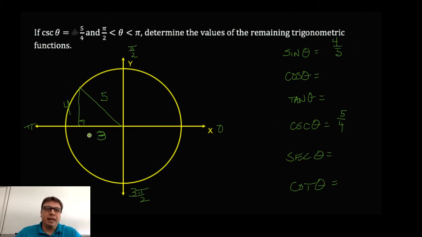This is going in the negative direction, so I'm going to put a negative sign in front. And now we're going to figure out what cosine is. Cosine is adjacent over the hypotenuse, so negative 3/5. Tangent is opposite over adjacent, so negative 4/3. Secant is the reciprocal of cosine, so negative 5/3. And cotangent is the reciprocal of tangent, so that is negative 3/4.